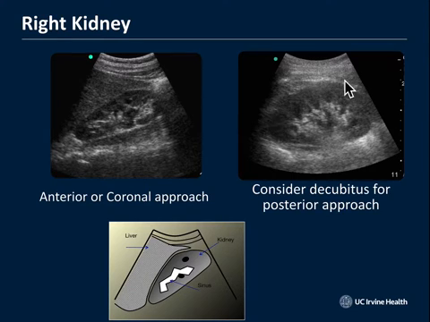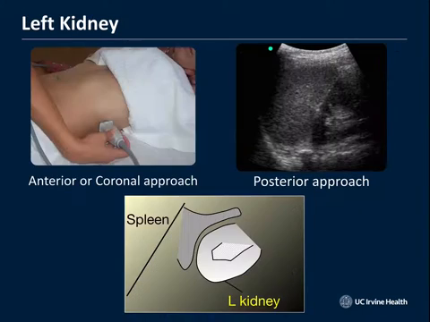Over here you can see a much shorter axis of the kidney. We're getting between the ribs, and sometimes we have to rotate the transducer to do that, so we're not getting as long a kidney as we'd like to see, but we can see the kidney there just as well. Again, this is the renal pelvis in here, and the cortex is out here.